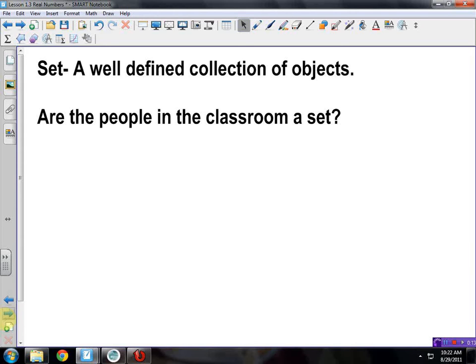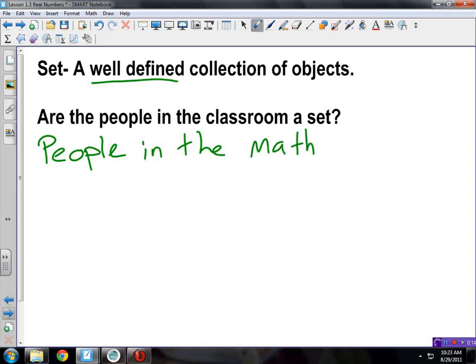Yes, they are. But what does a set have to be? Well defined. So if I just said the set of the people in the classroom, would somebody know what I was talking about? Not really, because do they know what classroom? Do they know where to look? No. So let's try to define this pretty well. What should I change to make it well defined? Math classroom, did I hear that? Okay, people in the math classroom.